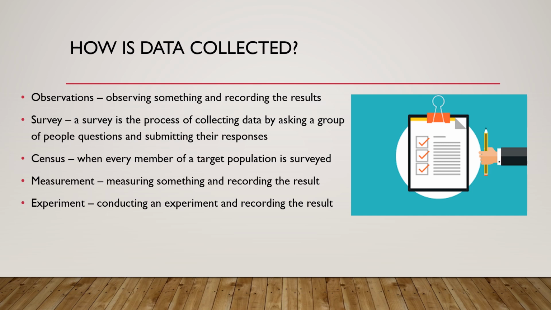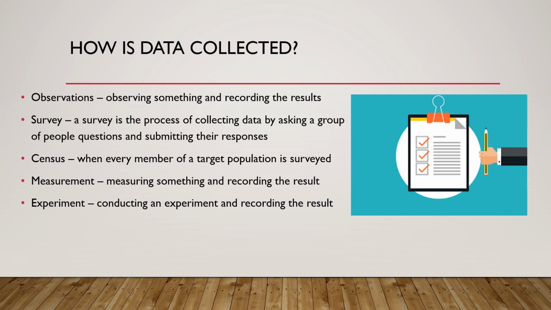Alright, so how is data actually collected? Now there are many different ways to both collect data, then record it, and then analyse it. These are just some of the main ways in which data is collected. First one is simply observations. Observing something happening and recording the results. You could be standing out in the car park of school and observing the different coloured cars and recording the results.